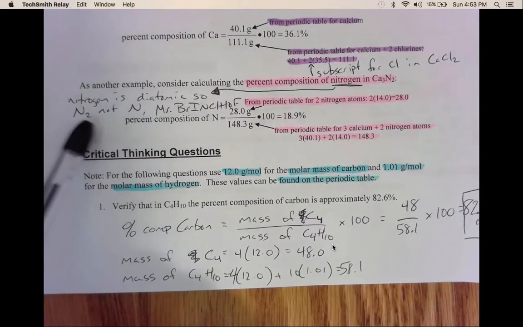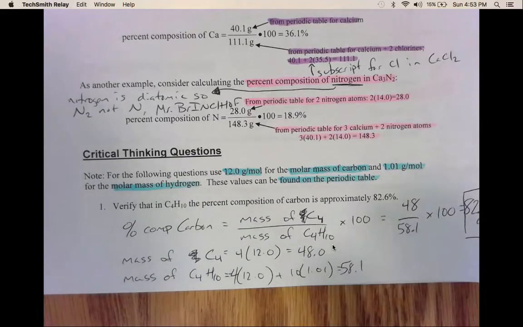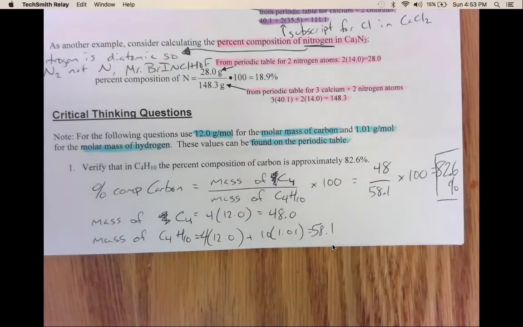Really the most important thing to remember from this example is your diatomic molecules. Remember to use the mass of 2 of them. They're so reactive. They want to bind with themselves before they are alone.